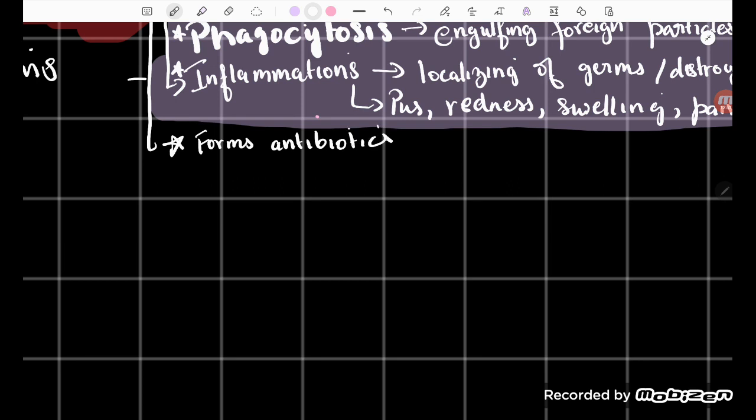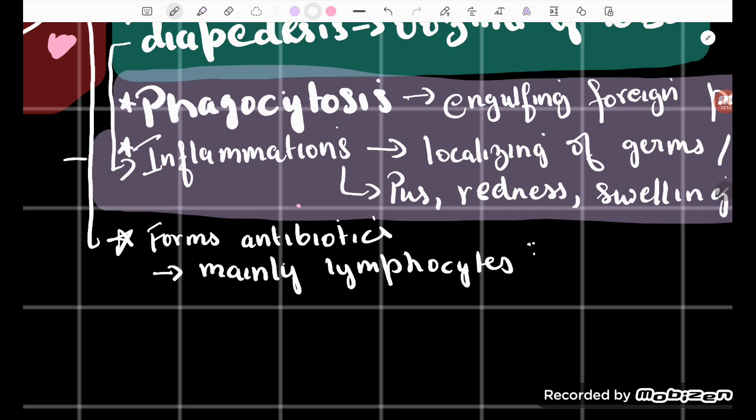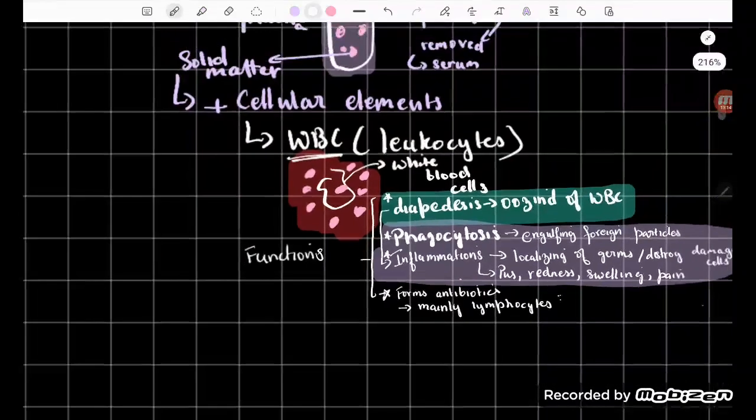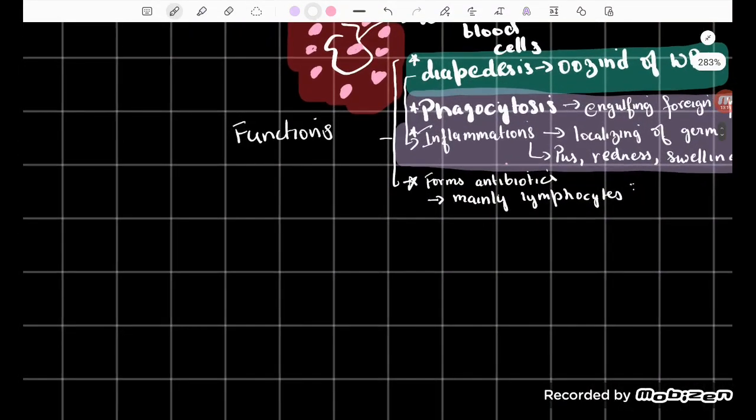So produce antibiotics which kill or neutralize germs. So it's technically like inflammation. During inflammation, antibiotics are formed. This is mainly lymphocytes. We'll come to that. But now that we have done with all the functions of WBCs, let me point that thing.